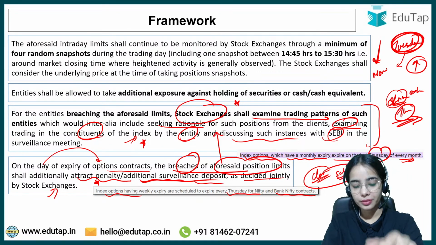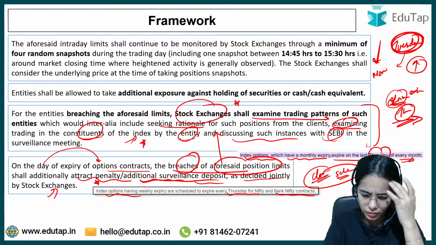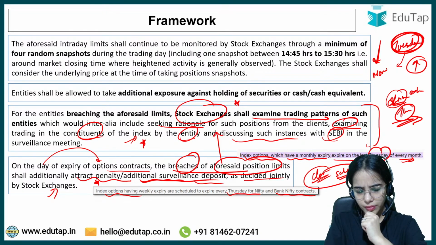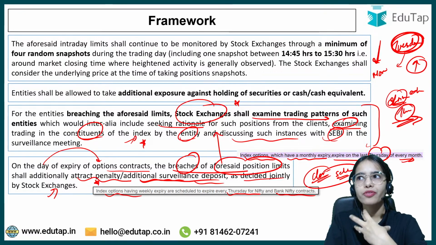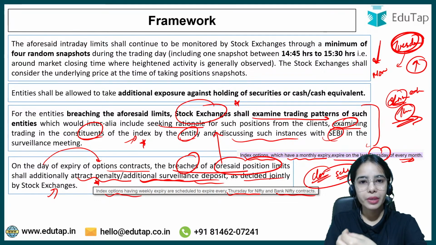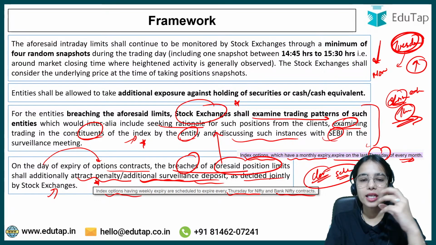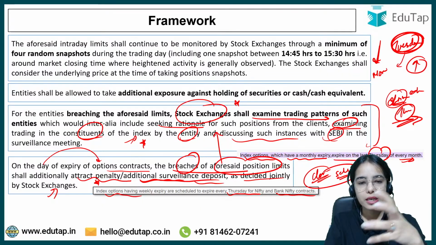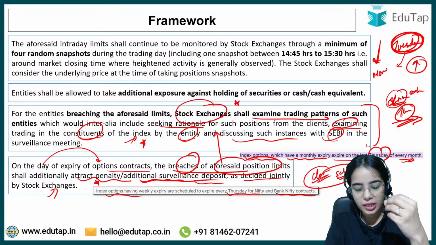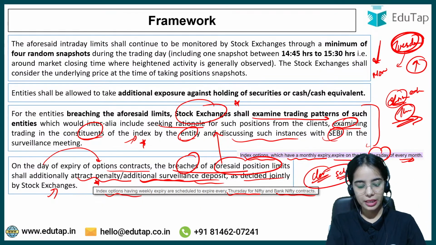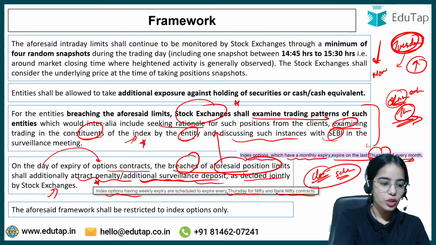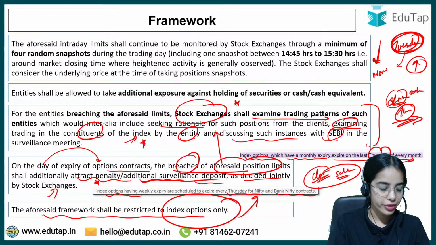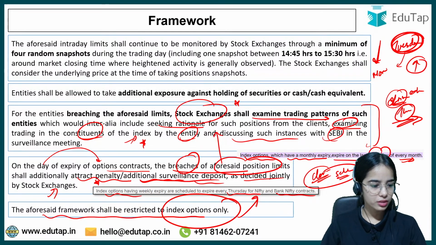Any confusion, anyone? No, entity here means the financial institutions, the companies that are taking these positions, that are buying the options, that are selling the options. Those are the entities that are taking these positions. So the aforesaid framework shall be restricted to index options only, that I have already told you. Any confusion, anyone?